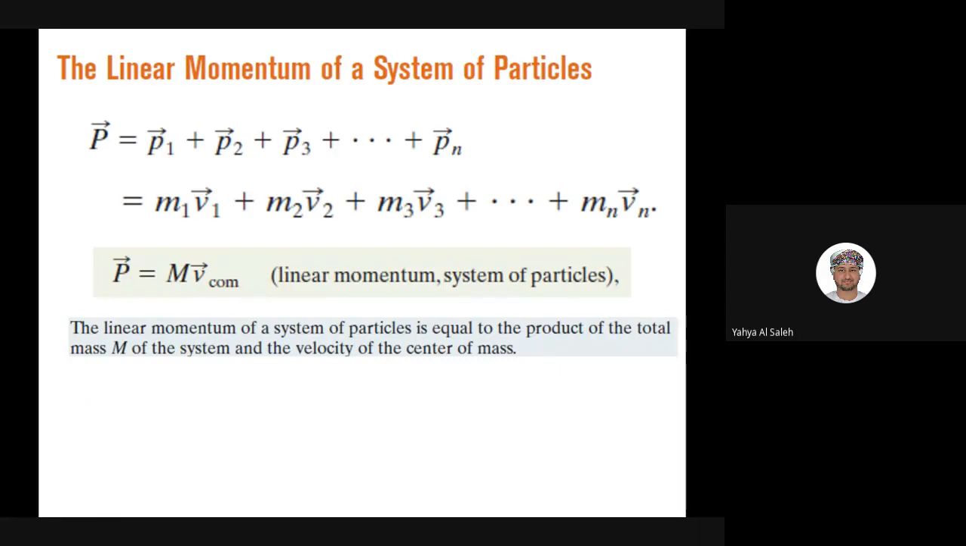Now, if my momentum is mv, and I differentiate momentum, dp by dt, what do I end up getting? What is dp by dt? Anyone? Force. It's force, right? Because I get ma.